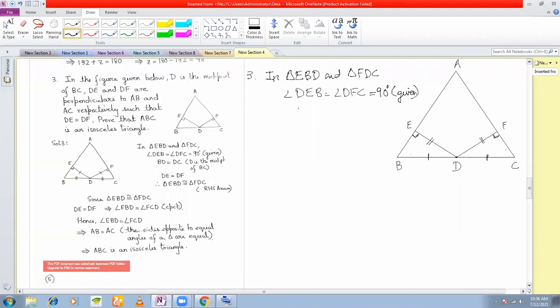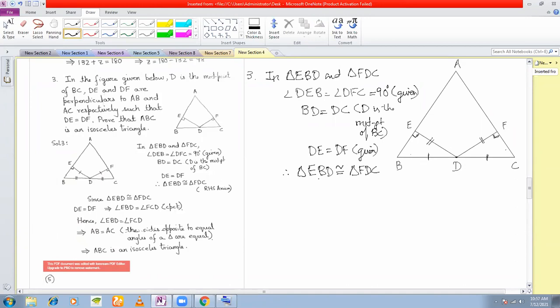What else? The side BD is equal to DC. This is also given. D is the midpoint of BC, right? And the third one is DE is equal to DF. This is also given. So therefore, triangle EBD is congruent to triangle FDC.